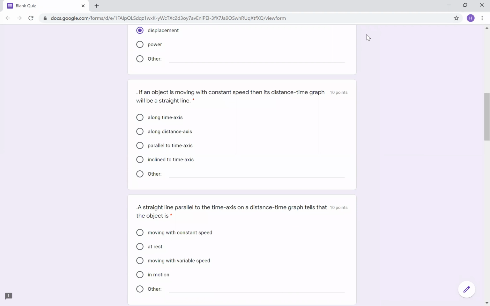Moving on to the next question. If an object is moving with a constant speed, then its distance time graph will be a straight line. So how can we get to the right answer in this question? Let us draw a graph, and on the x-axis we have time, on the y-axis we have, let's say, distance. Now in this case he says the straight line, there's a constant speed. We have to mention constant speed. The key word here is constant speed, and we have to draw a straight line.